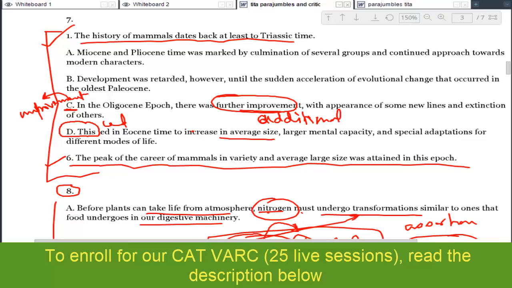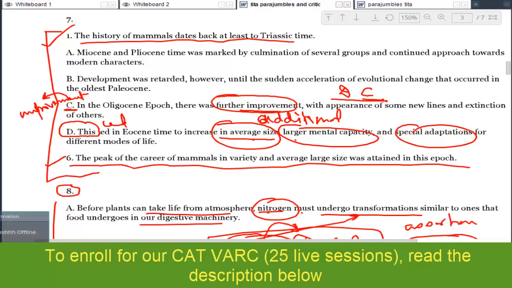So here we have D. Yes, so many people have said it is D. So it says here this led in Eocene times to increase in average size, larger mental capacity. So increase in average size is improvement, larger capacity is improvement, special adaptation is improvement. So can I say that this is the improvement that D speaks of, and after D I have further improvement. So definitely DC is a pair. It says in the Oligocene epoch, there was further improvement with appearance of some new lines and extinction of others. Now the point is, if DC is a pair, then what is this however justifying?